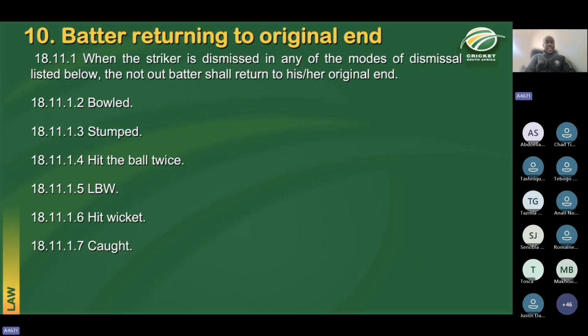This is a new one, changed in October 2022, if I remember correctly. If a striker is out caught, then even if the catch was taken after the batters had crossed while the ball was in the air, law tells us now that the non-striker will have to return to the non-striker's end. So when a striker is out caught, the new batter will be on strike. That is, of course, if we're still in the same over.